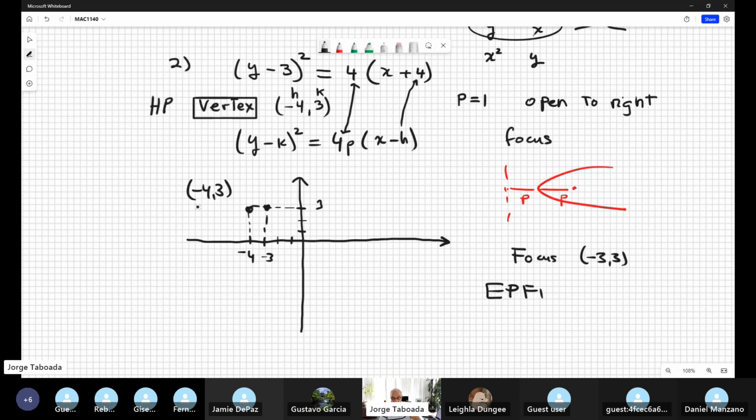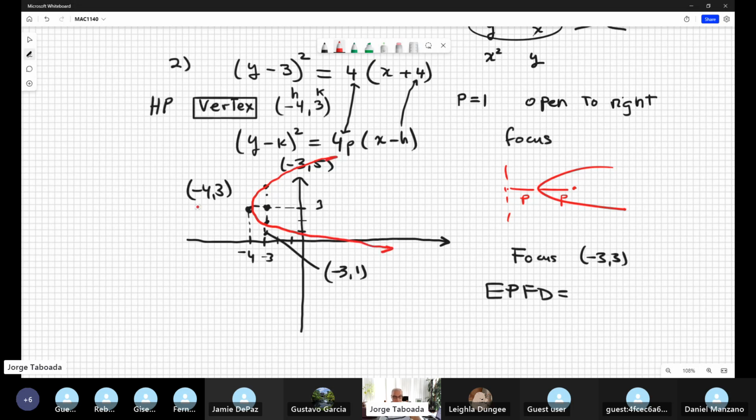Now the endpoint of the focal diameter is 2p, but in what direction? 2p, in this case, upward, 1, 2, and 1, 2 down. So we have one endpoint here, which is the point -3, 5. And here, 1, 2 is -3, 1. Okay, so now I am a little bit more clear how my parabola looks. My parabola looks like that.